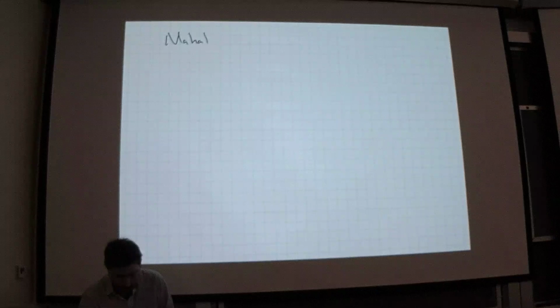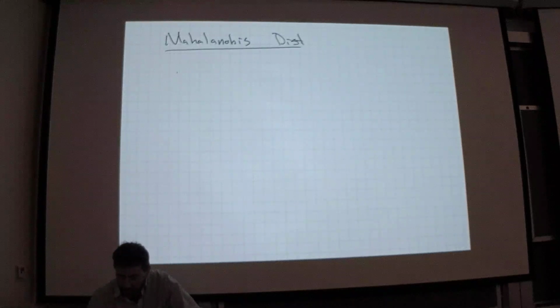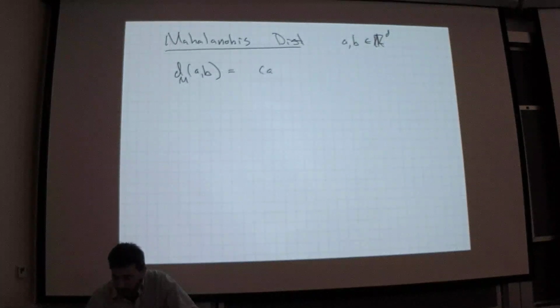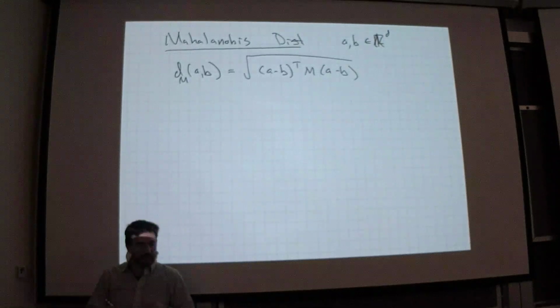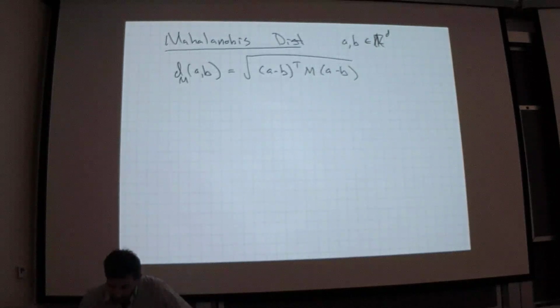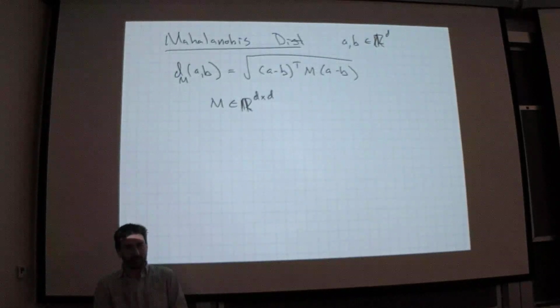There's something called the Mahalanobis distance. This is defined again: A and B are going to be vectors in R^d. I'll call this d_M between A and B. This will be the square root of (A minus B) transpose M (A minus B). And M is some parameter of this distance. M is going to be a matrix, a real-valued d by d matrix.